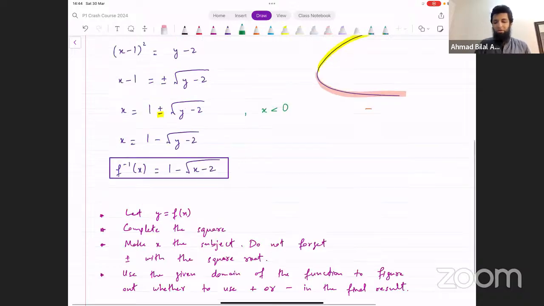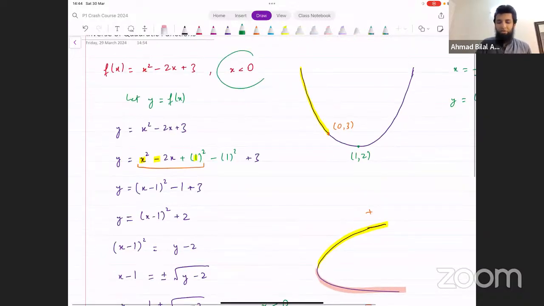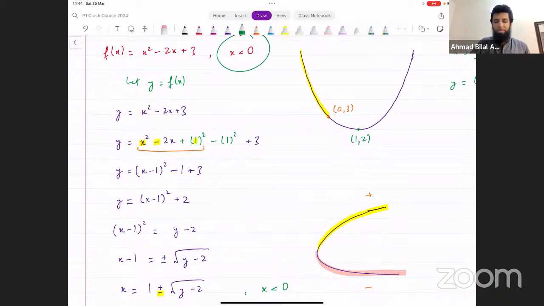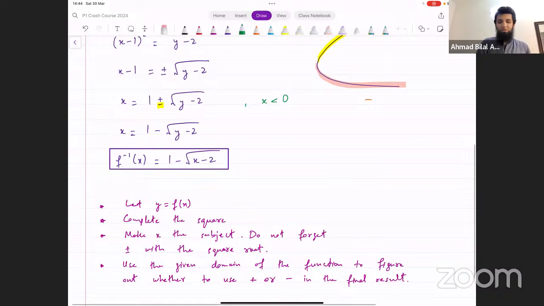How do you do that? Using the domain of the function that you're given. In this case, the domain was x less than 0. So we said x could only be less than 0 if we use a negative sign here. We talked about this in detail.